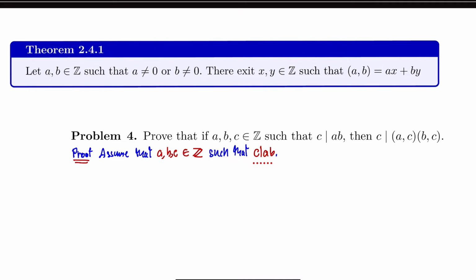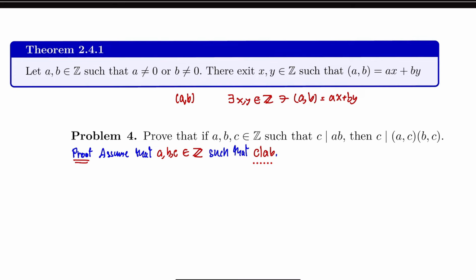I think we have to use this theorem. That means that if you have the greatest common divisor of a and b, then there exist integers x and y such that the greatest common divisor of a and b equals ax plus by.